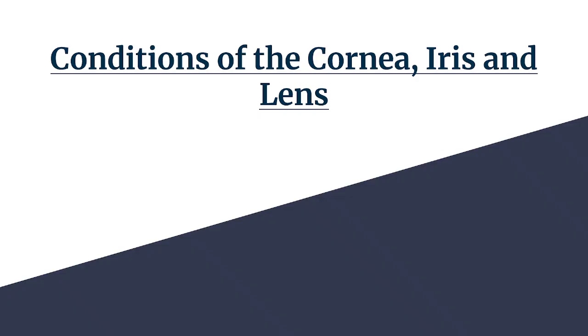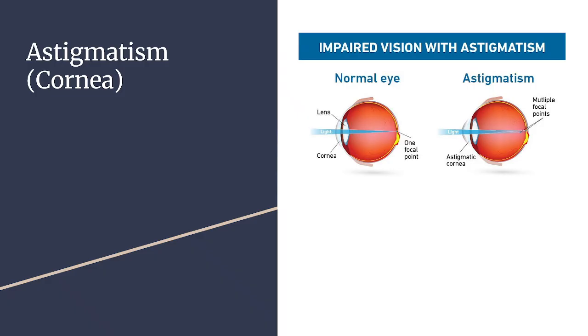Now we come to the conditions of the cornea, iris, and lens. Now we look at astigmatism. Astigmatism is a common vision condition where the eye's cornea or lens has an irregular shape, causing blurred or distorted vision at all distances. This irregular shape prevents light from focusing properly on the retina, leading to blurred vision. As you can see in the diagram, the focus is not very proper, and that causes blurred vision.